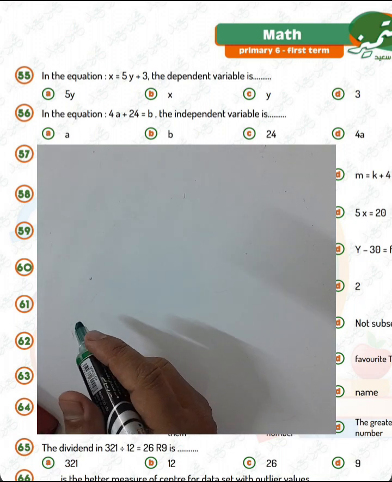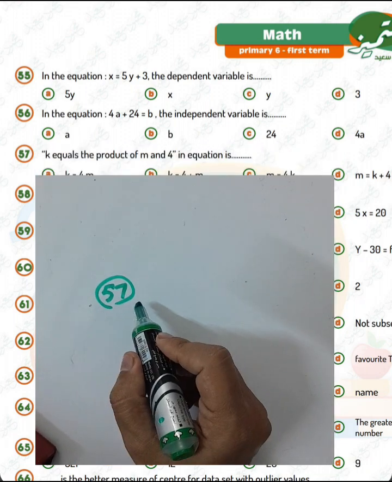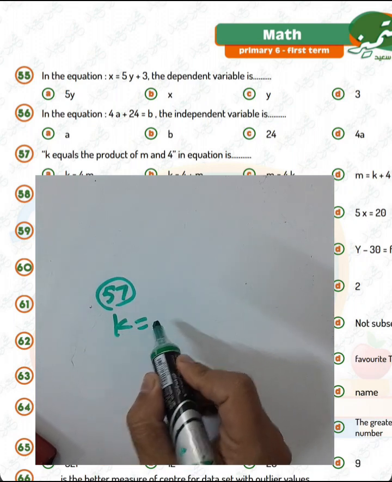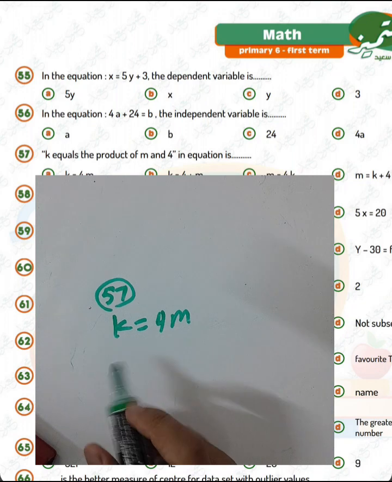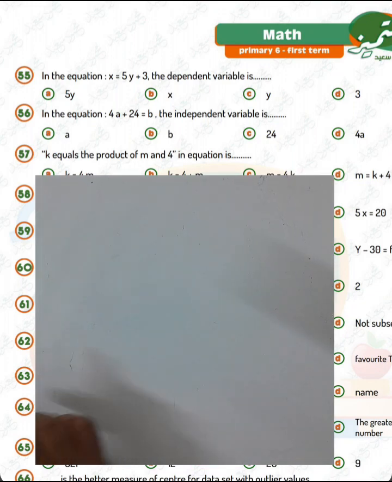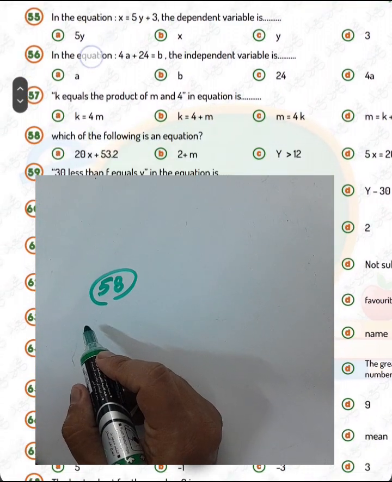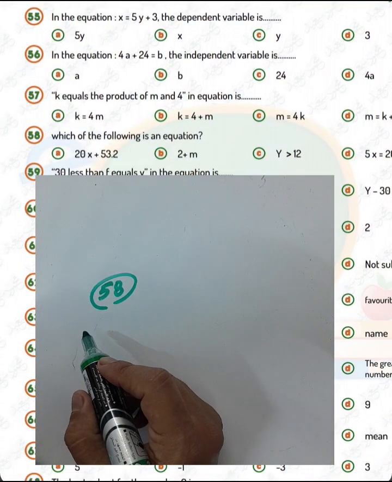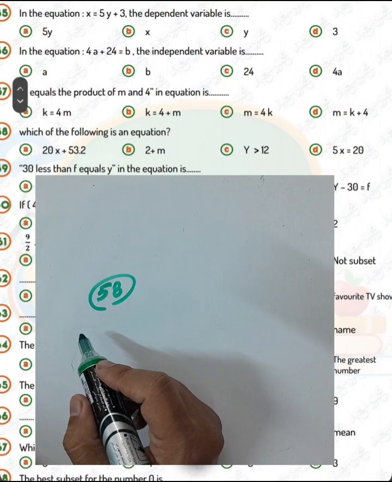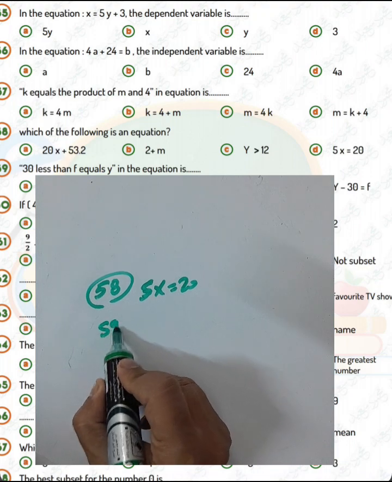Okay, choose letter A. Question 57. K equals the product of M and 4. It will be 4M. In the equation, K equals 4M. Question 58. Which of the following is the equation? An equation has the sign equal between the two sides, unlike an expression. 5x equals 20 is an equation.